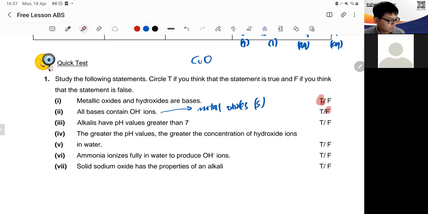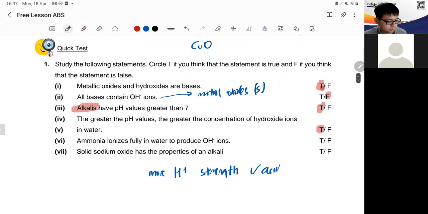Alkalis have pH values greater than 7. Yes, they are alkalis. That means they are already hinting to you that it is in aqueous form already. You put a pH meter or universal indicator, it's definitely greater than 7. The greater the pH value, the greater the concentration of hydroxide ions in water. This is true, because we said if there's more H+, it means more dissociation, a stronger acid. It means that if there's more OH-, it's a stronger base. So this is true.